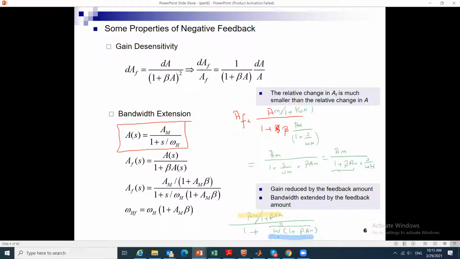Okay, so the 3 dB frequency increases, I gain on it. For the feedback amplifier, it becomes the 3 dB frequency of the A block multiplied by 1 plus A beta, which is greater than 1. Whereas the low frequency gain will be A over 1 plus A beta. So the gain is reduced by the feedback amount, but the bandwidth is extended by the feedback amount. Okay, this is important for us to know. Okay, anybody has any question?